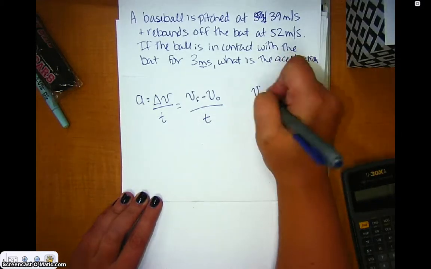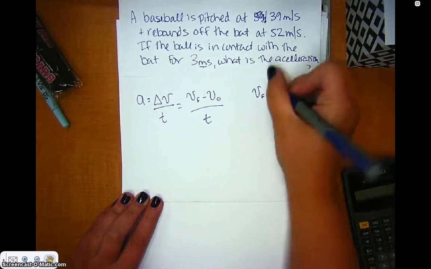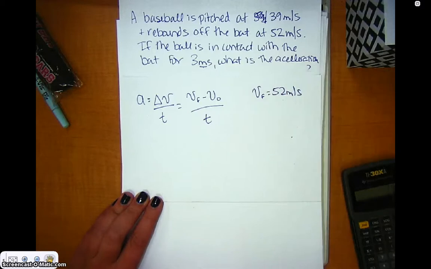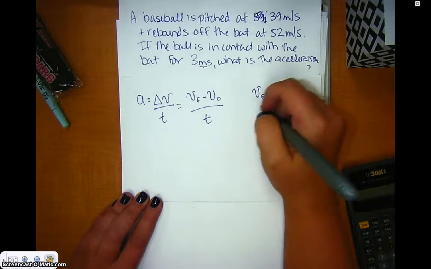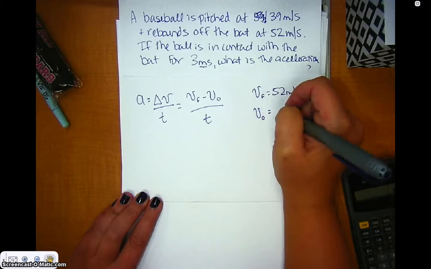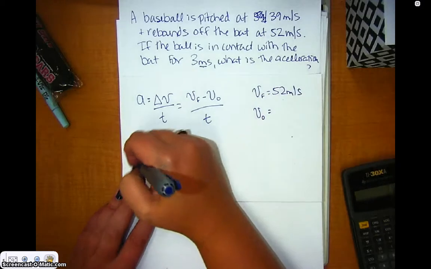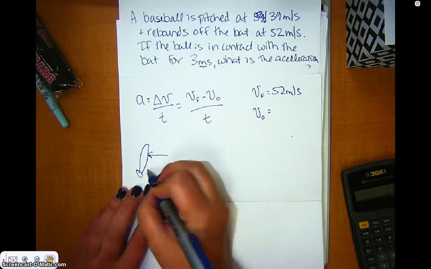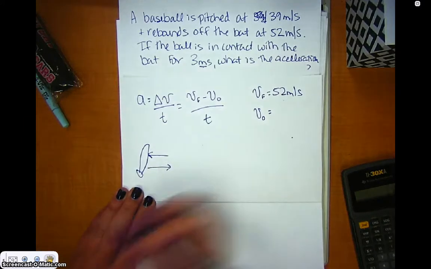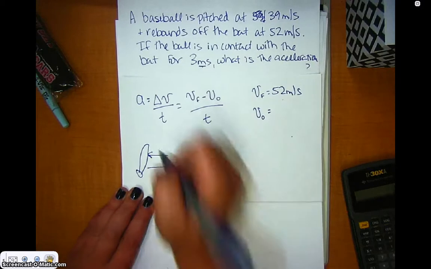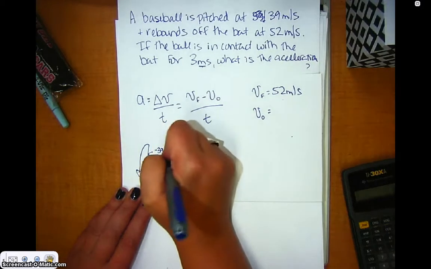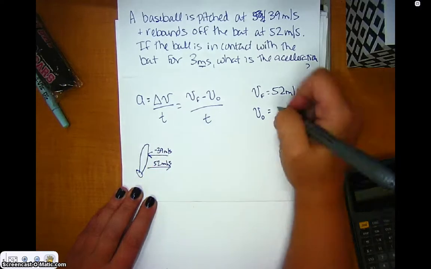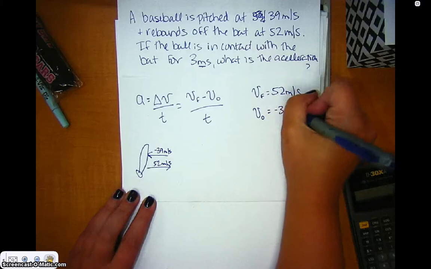So I could say that my final velocity is 52 meters per second. So I'm saying away from the bat is a positive direction. Whereas the initial velocity, we could say towards the bat. So let's just draw my bat here, and we can imagine that towards the bat, in this direction we're saying negative, and in this direction we're saying positive. So towards the bat is negative 39 meters per second, and then away from the bat is 52 meters per second. This would be negative 39 meters per second.